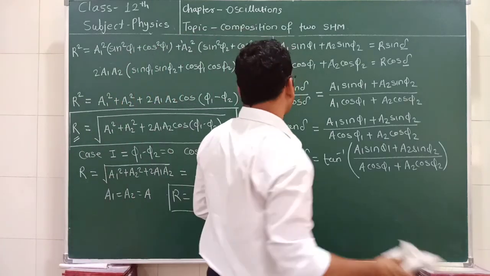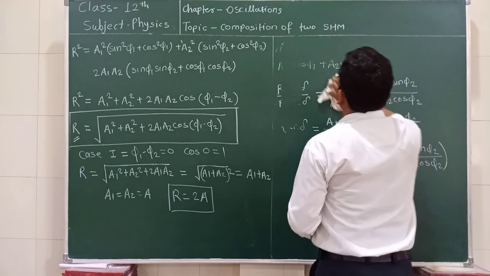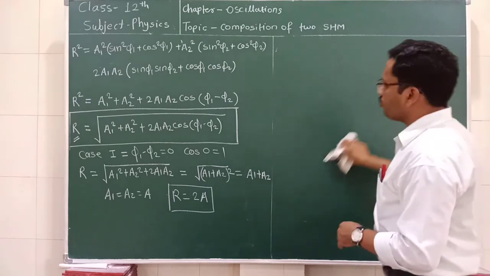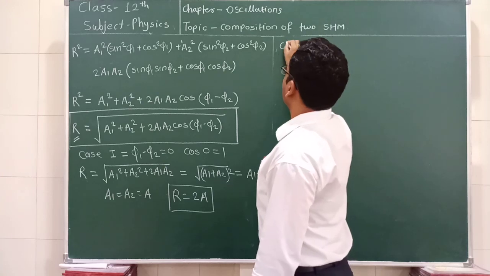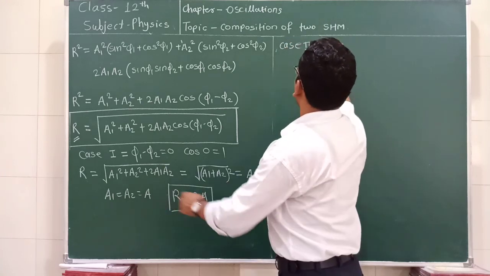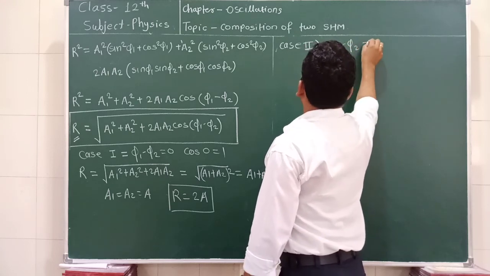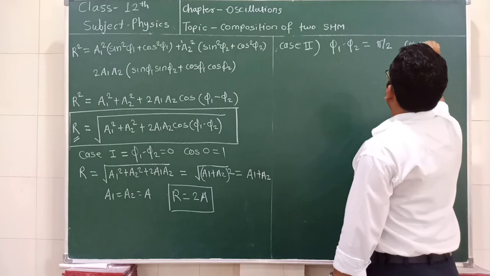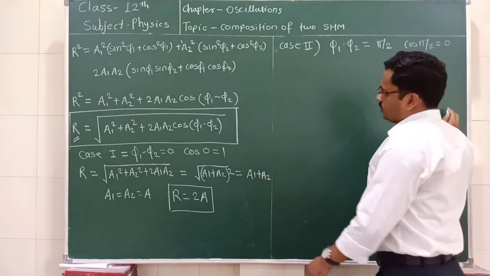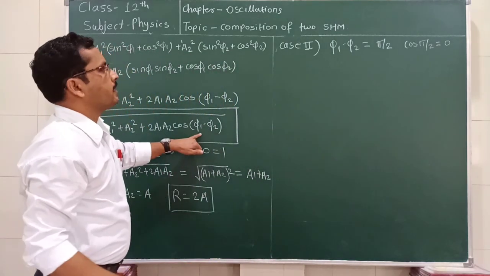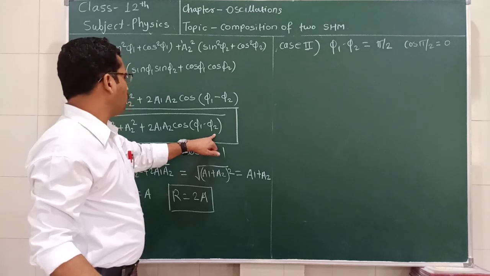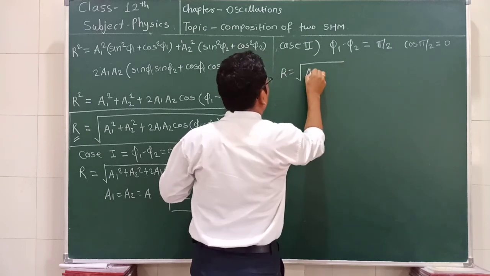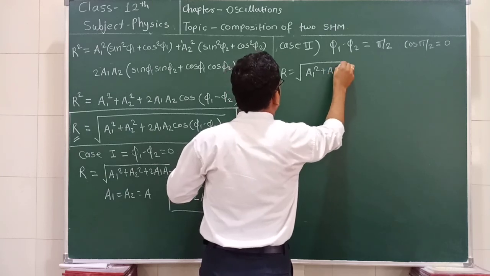Now we are moving towards the second case, case 2, in which phi 1 minus phi 2 is equal to pi by 2, that is 90 degrees. If it is 90 degrees, then cos pi by 2 is always equal to 0. So if cos of phi 1 minus phi 2 is equal to 0, then this whole term becomes 0. So what remains? This R is equal to under root A1 square plus A2 square.